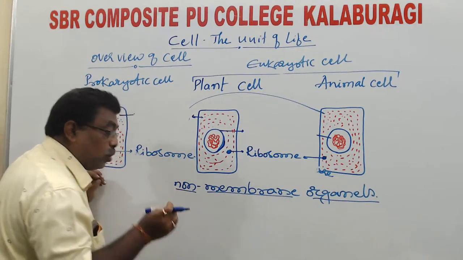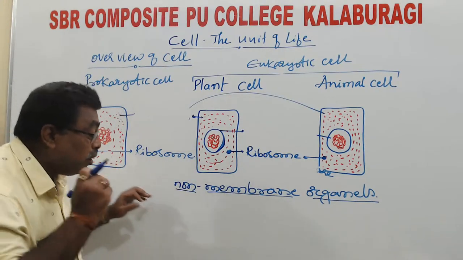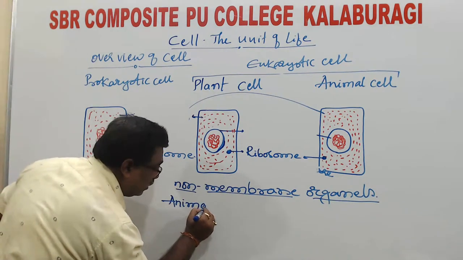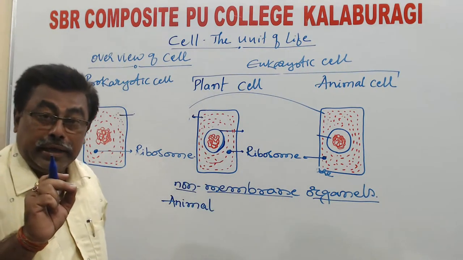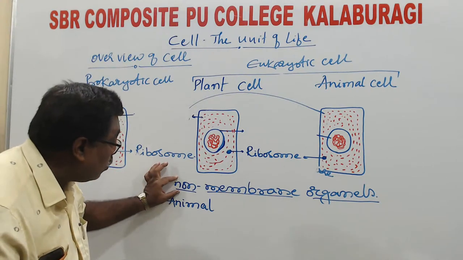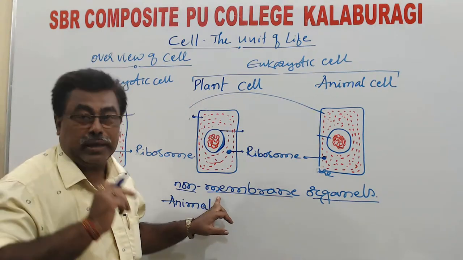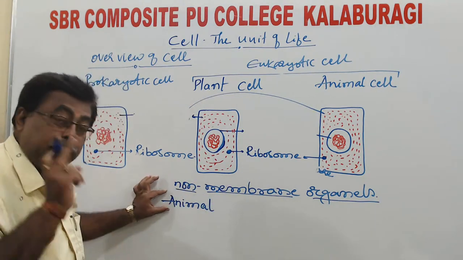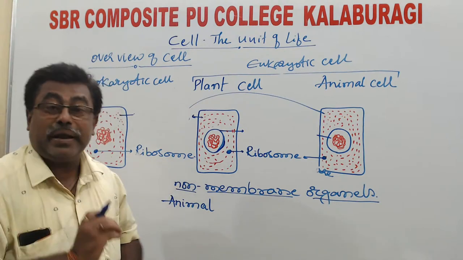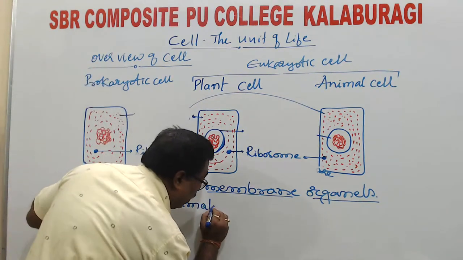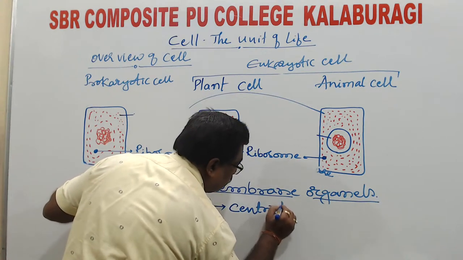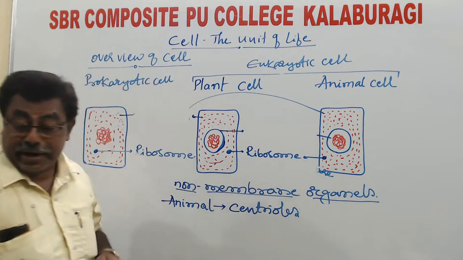Okay, so along with this, particularly in the animal cell, it consists of one more non-membrane organelle. In the animal cell, it consists of a non-membrane organelle, and that non-membrane organelle is called centrioles.